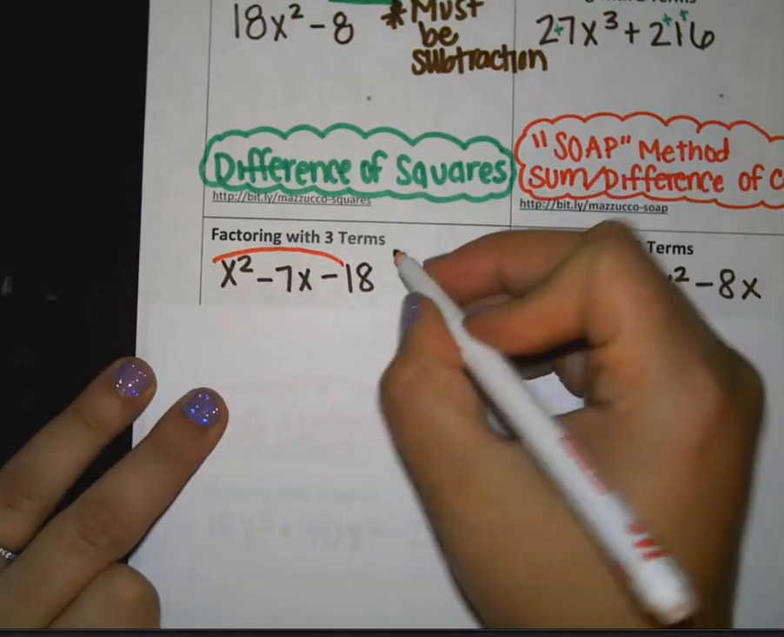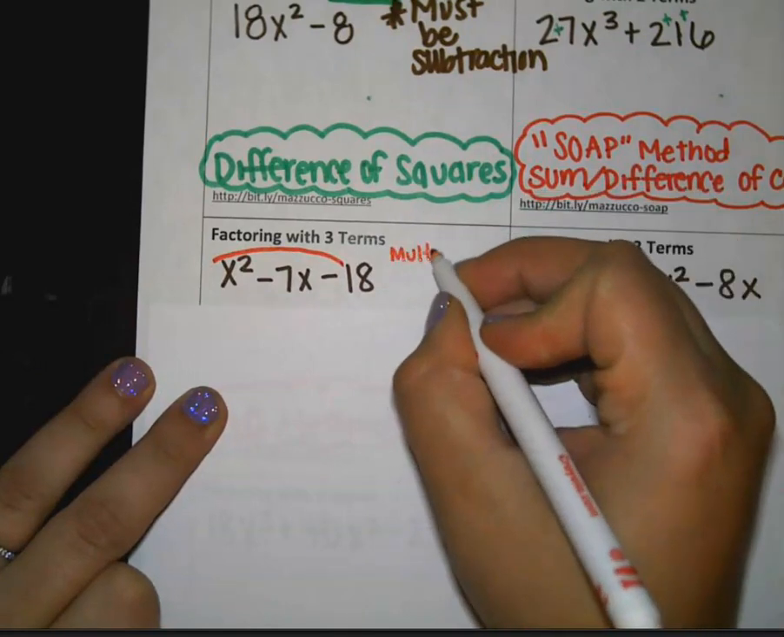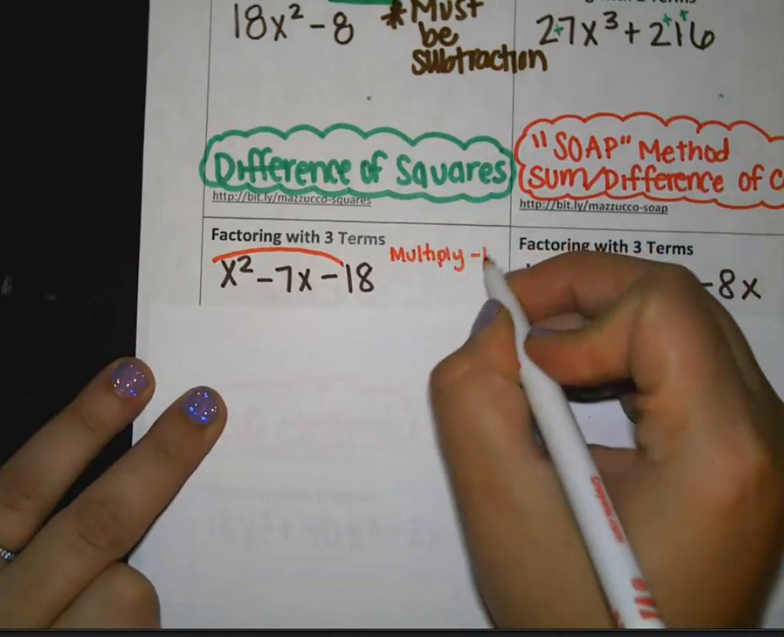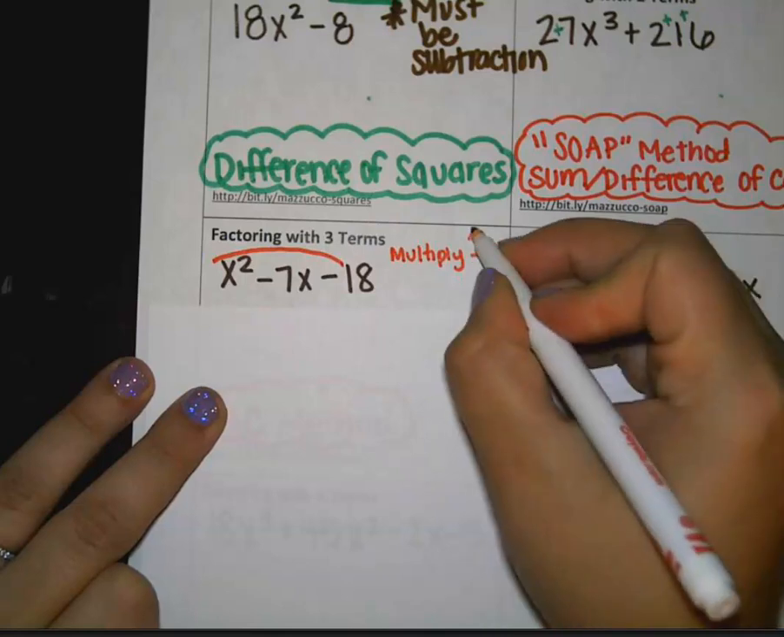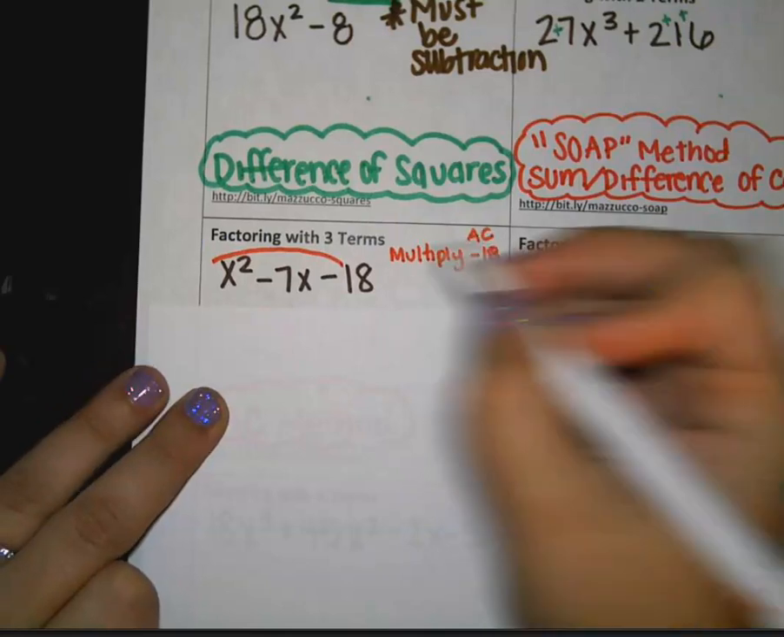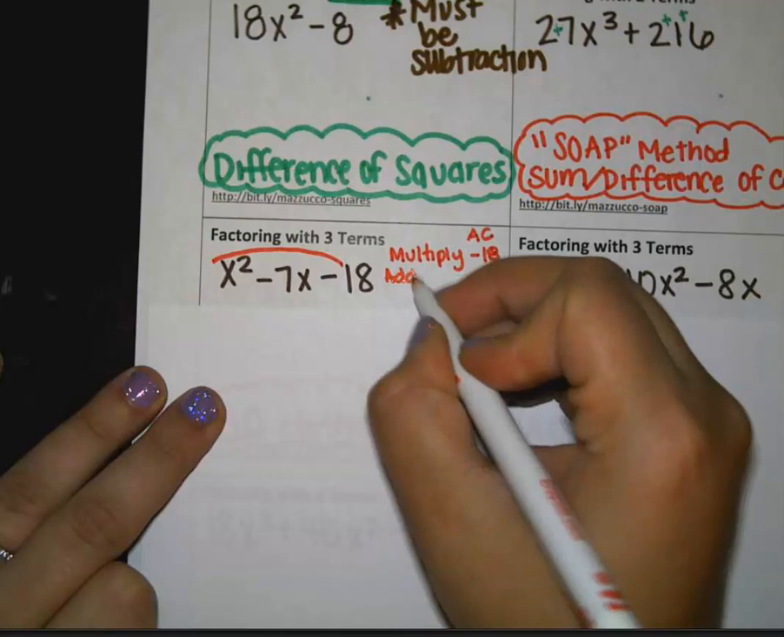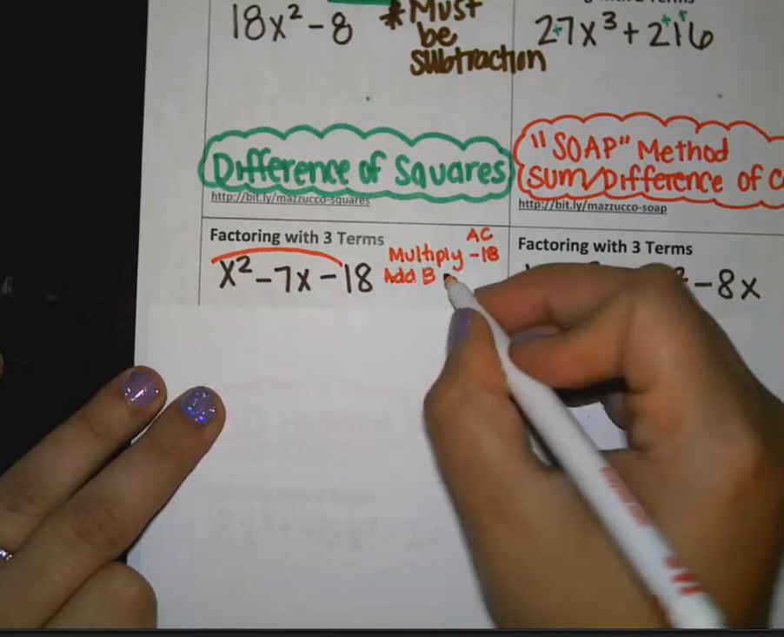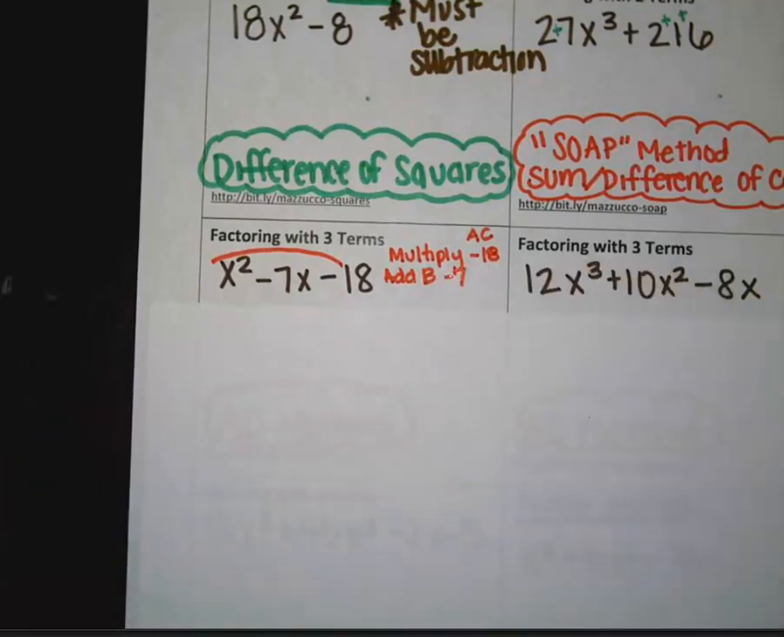So we have to look for what multiplies to negative 18. So it has to multiply to AC. And then it has to add to B, which is negative 7. So we have to think of what multiplies to negative 18.